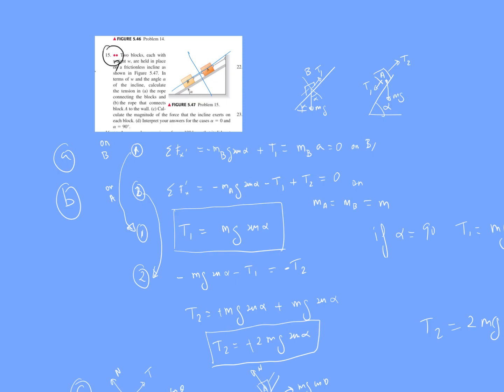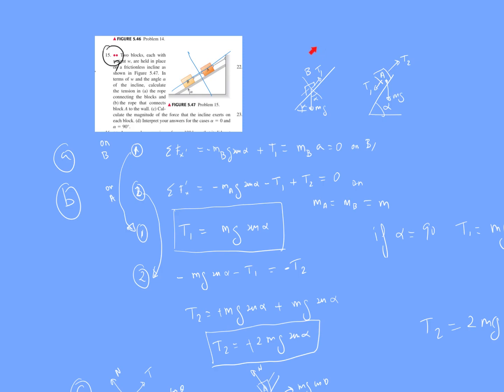Okay, we always do the same. We choose the axis. This is the x prime axis, we call it, and the y prime axis. So we make a free body diagram. This is the object B. There is a tension T1 going up, produced by the rope on the body B. There is the weight mg going downwards, and there are no more forces.